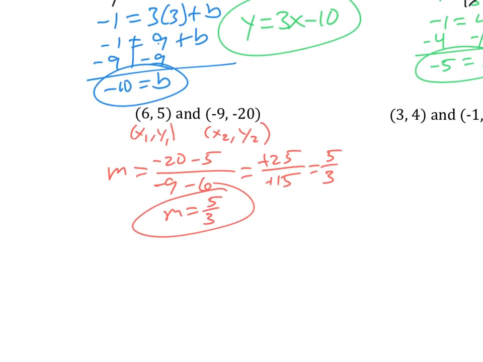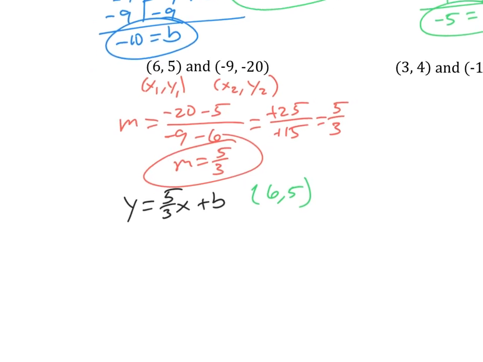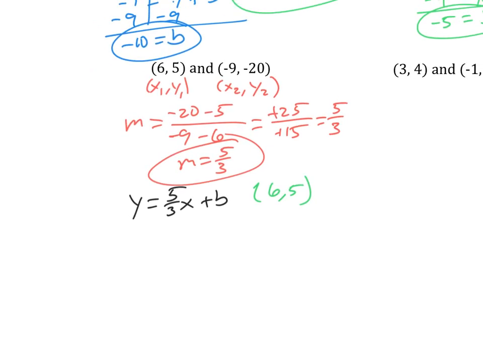I'm going to use the point 6, 5 here. Oh, I'm getting a little ahead of myself. We'll have y equals 5/3 x plus b, and then I'm going to substitute in the point 6, 5, just because I don't want to mess with the negatives. So here we have 5 equals 5/3 times 6 plus b.